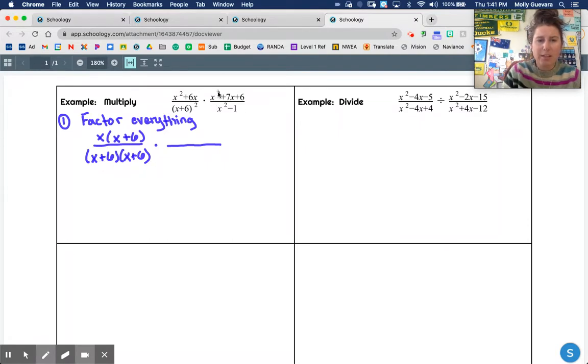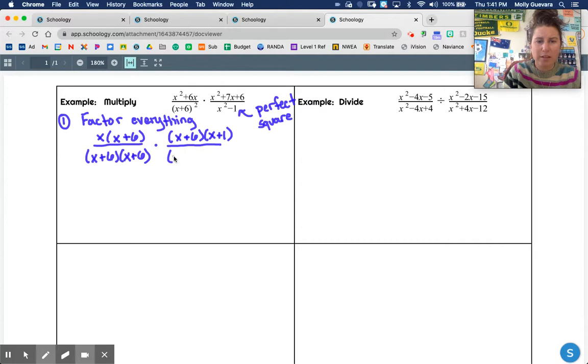Okay, now I have x squared plus 7x plus 6. So I'm looking for 2 numbers that multiply to 6 and add to 7. So hopefully we get that that's x plus 6 and x plus 1. And then on the bottom here, this right here is a perfect square. And it's really hard for me to write small, so give me a break here on this one. Okay, but that's a perfect square. So I should be able to factor that.